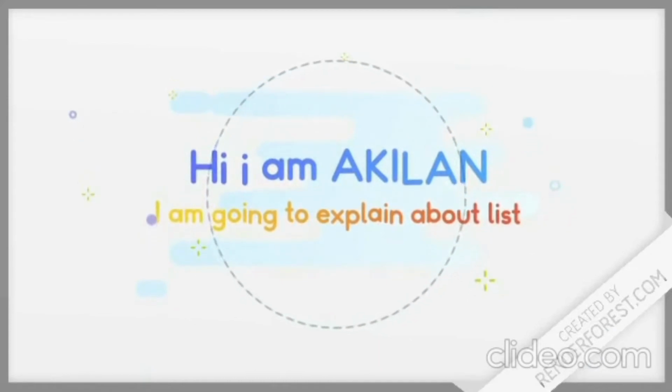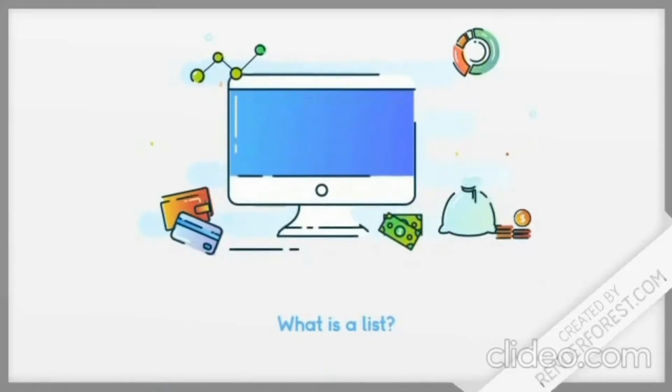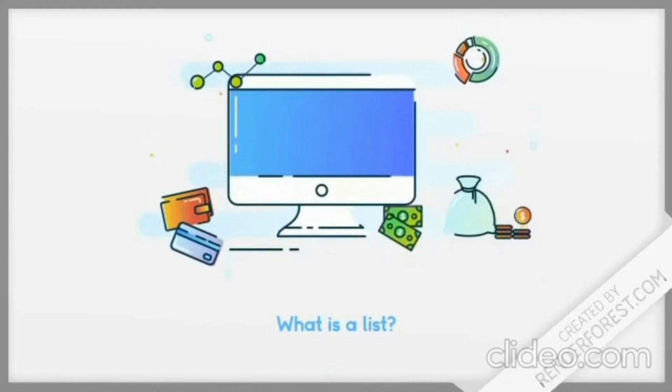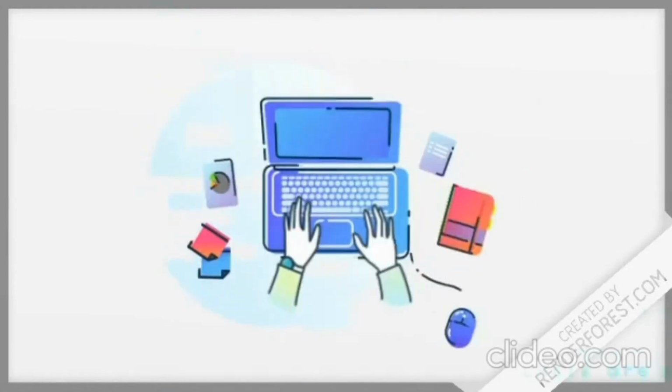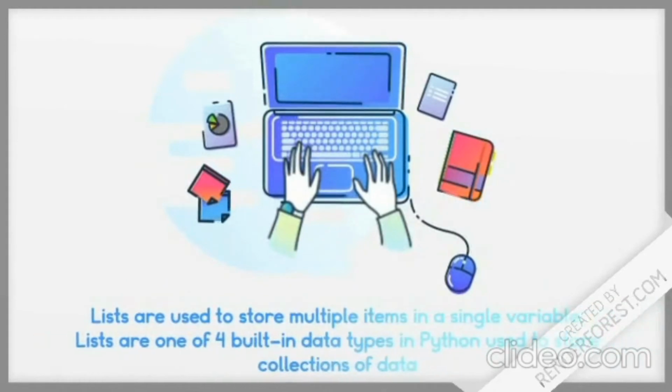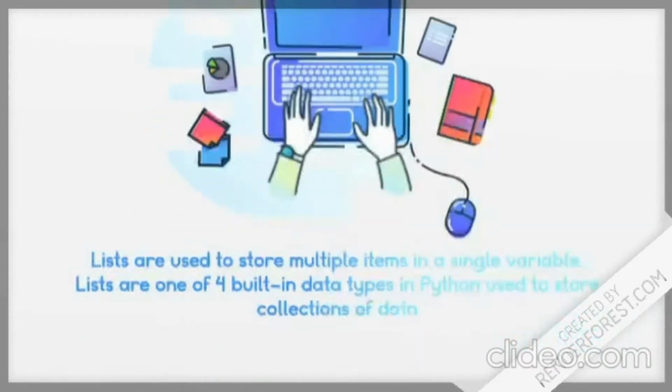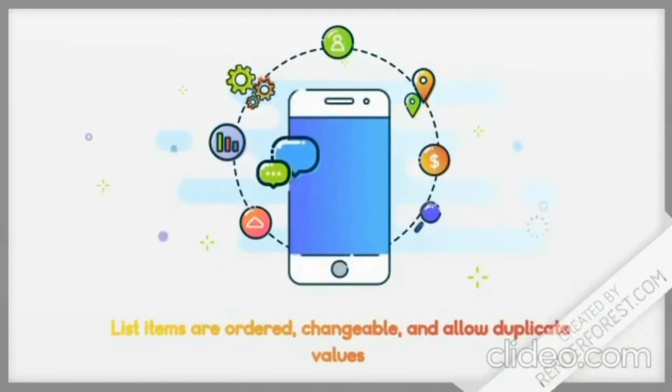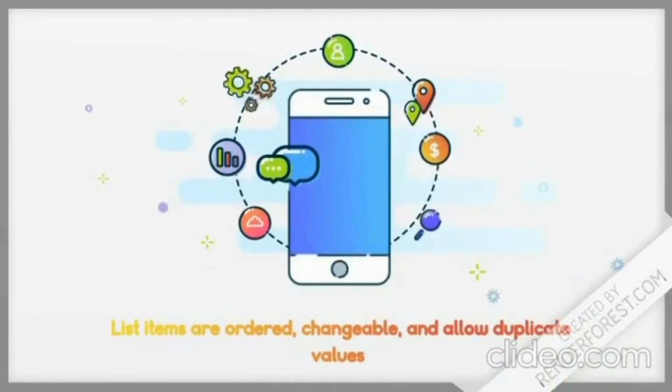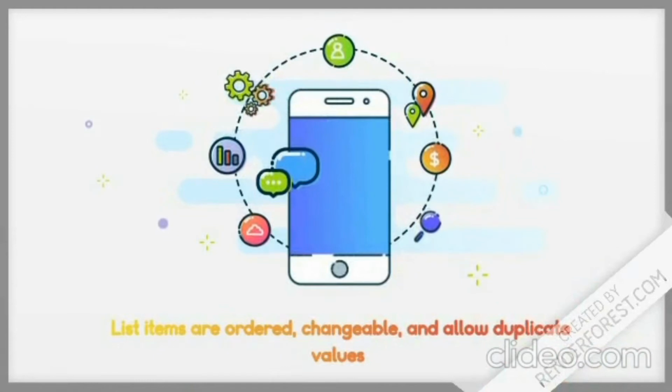I'm going to explain about list. What is a list? Lists are used to store multiple items in a single variable. Lists are one of four built-in data types in Python used to store collections of data. List items are ordered, changeable, and allow duplicate values.